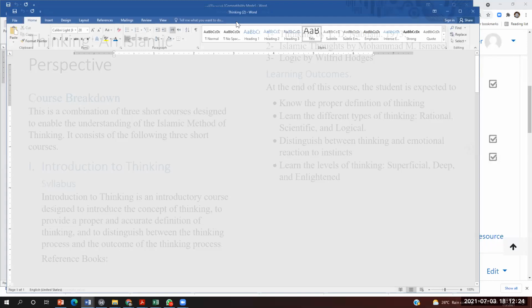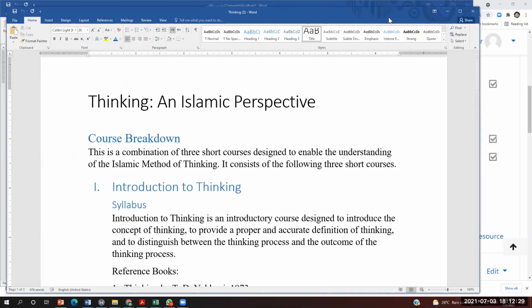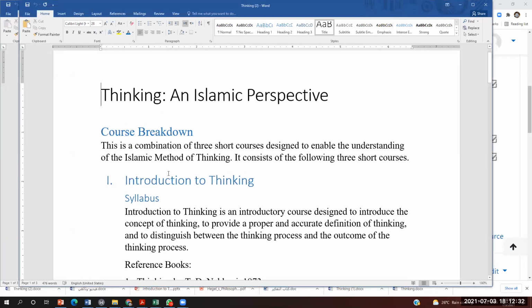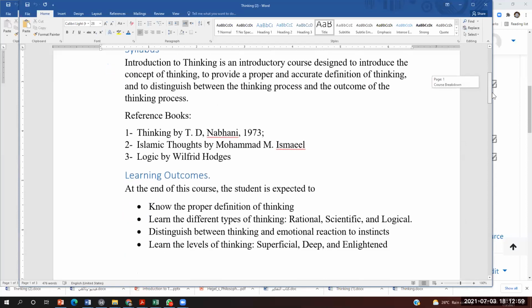Okay, so let's see what we will be going through here. In the syllabus, I made a course breakdown. There is the description, introduction to thinking. What is it about? It's an introductory course designed to introduce the concept of thinking, provide a proper and accurate definition of thinking, what is thinking, and will distinguish between the thinking process and the outcomes of thinking, of course, which are the knowledge.